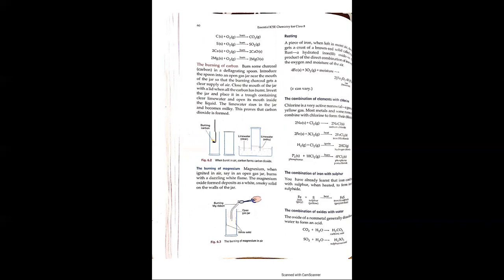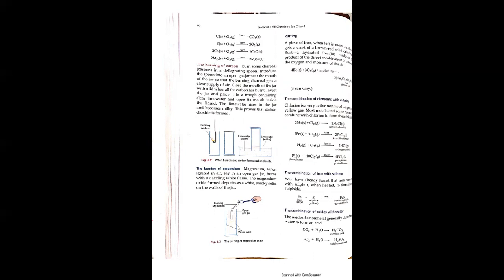So, burning of carbon, some charcoal in a deflagrating spoon. Just see, they are burning carbon. When the carbon is burnt in the presence of oxygen, carbon dioxide gas will be evolved, and the presence of carbon dioxide gas will be checked by lime water, which will turn milky. So this shows that on burning, carbon dioxide gas is produced, and the test for carbon dioxide is that it will turn lime water milky.